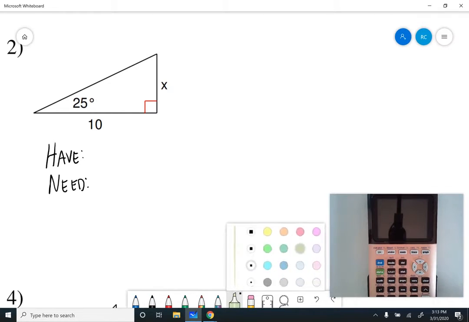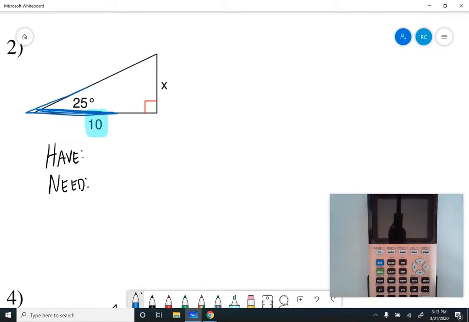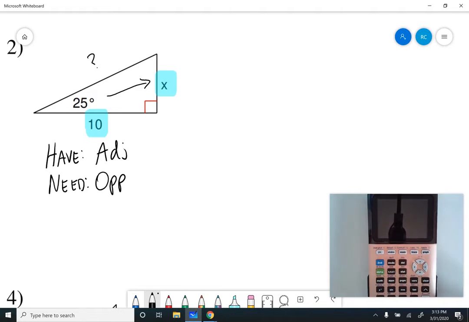So it looks to me like what we have is the side adjacent to this 25-degree angle. It's adjacent because it's actually part of the angle. See, it's one of the two sides that actually makes that angle. So we have the adjacent leg. What are we looking for? Well, we're looking for x, which is the opposite leg. And the hypotenuse we don't really care about at all.